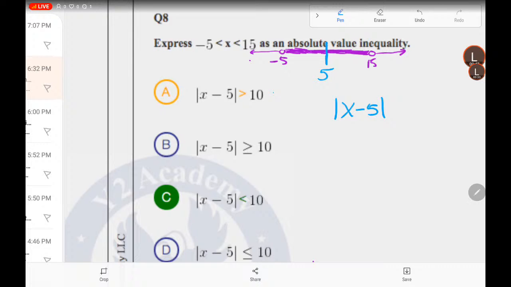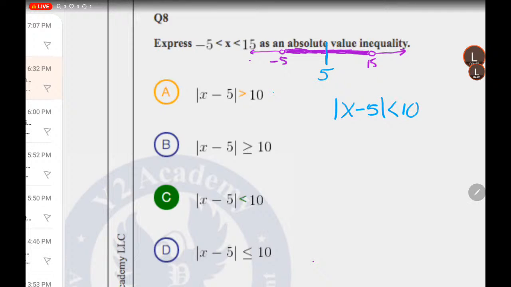That means, if you're thinking about our number line, when we pick a number x, how far is it from the number 5? That is the absolute value of x minus 5. And so what do we want that distance to be? Well, look at the distance from 5 to 15 is 10. And the distance from 5 to -5 is also 10. That's why we picked it. It's the midpoint. So that distance needs to be less than 10. That's your absolute value.